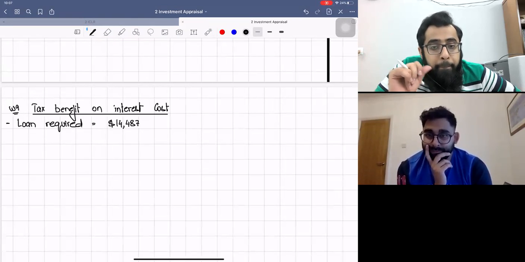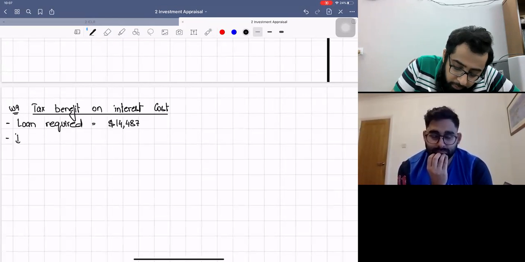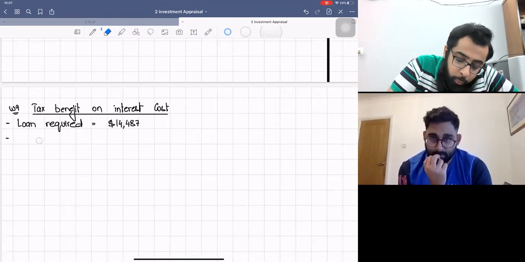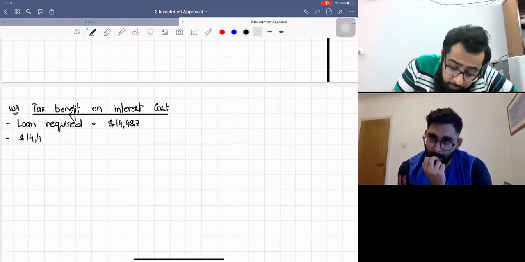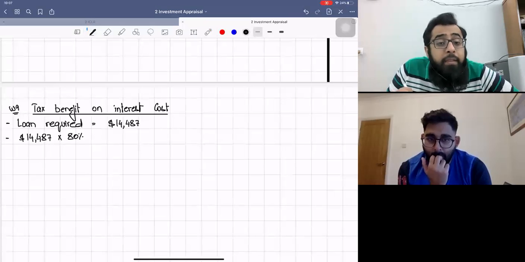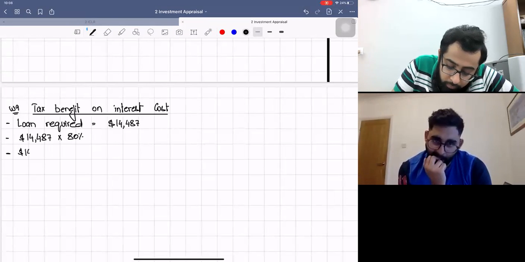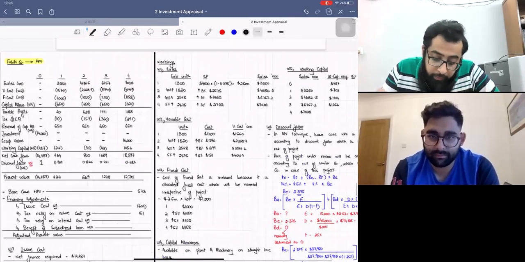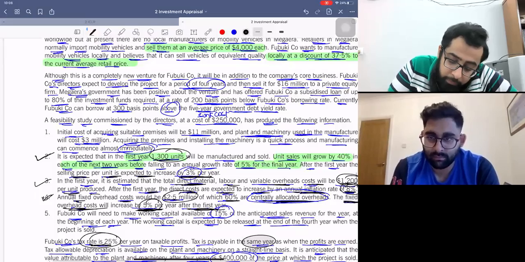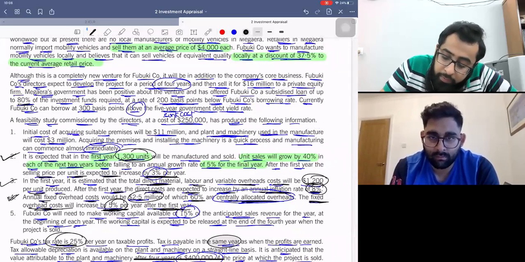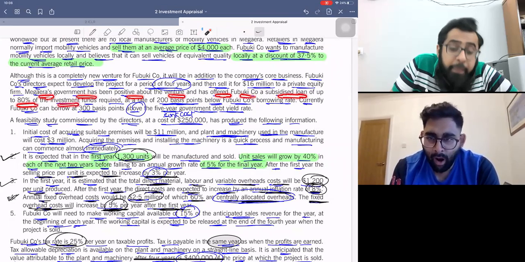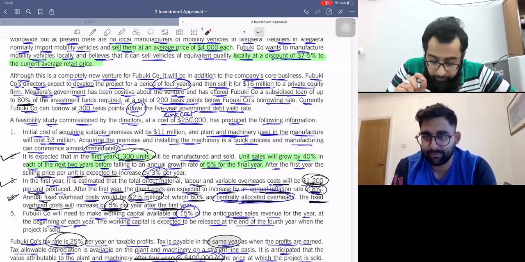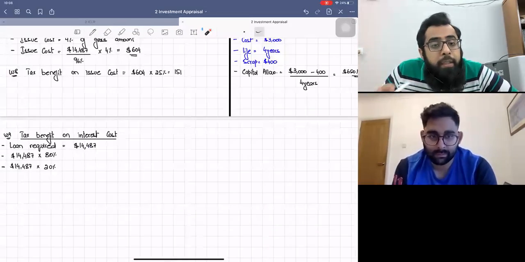Now you have to look at it very carefully. What I'm doing is I'm calculating the interest. 14487 into 80% will be from the government. How do you know about this 80%? Where have you got this from? It was written here: the Migira government has been positive about the venture and has offered Puviki a subsidized loan of 80% of the investment funds. So 14487 into 80% is from the government and 20% is from the market.